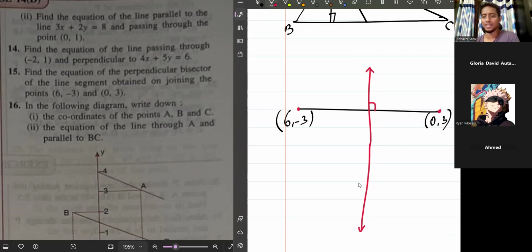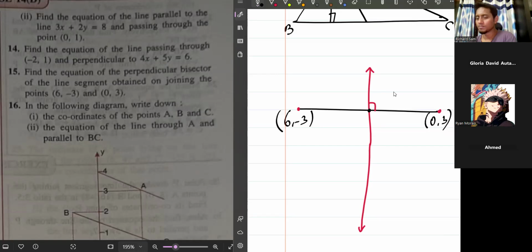So how do we find this? By using the midpoint and the 90-degree angle. No, it's not 90 degrees to the x-axis. What do we have? We have a point on the red line by finding the midpoint. We have to use the midpoint formula from the previous chapter. And do we know the slope of the red line? How do we get the slope of the red line? Which formula?